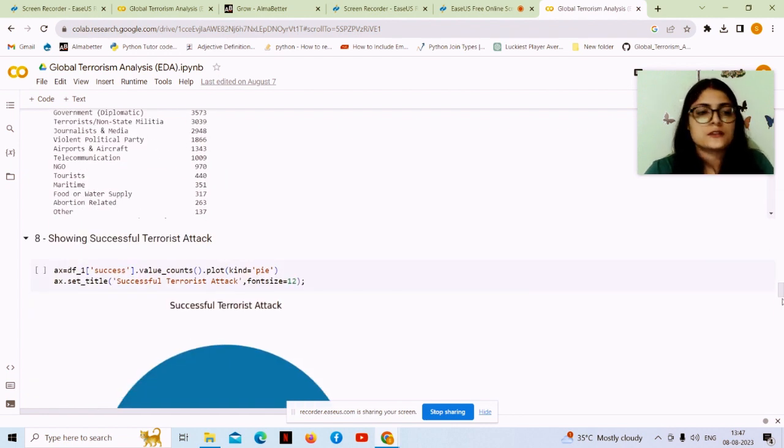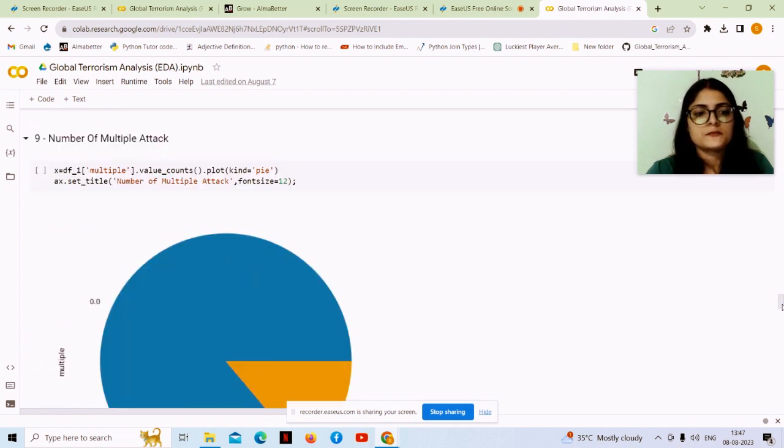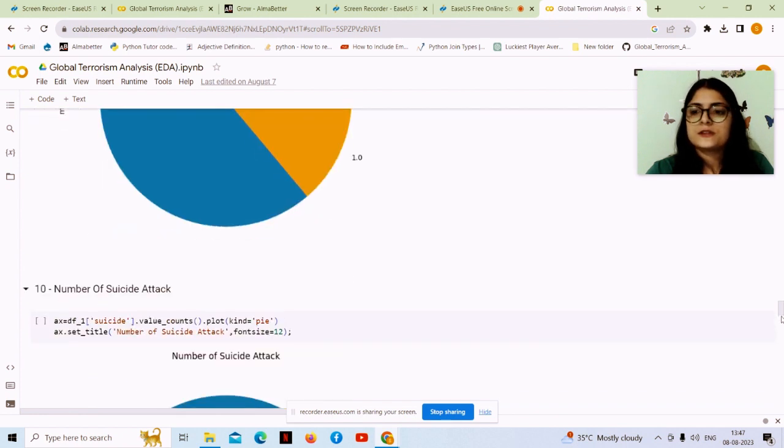The pie chart is showing the successful terrorist attacks. This one is showing the number of multiple attacks. In the last pie chart, it is the number of suicide attacks.